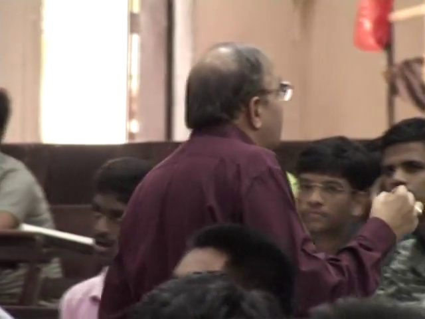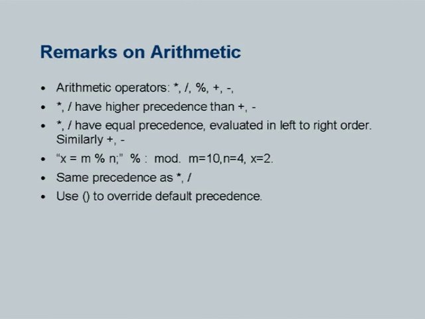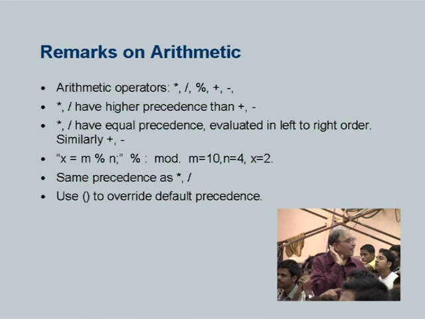So if you say A star B slash C, what will happen first? Well, whenever there are equal precedence operators, C++ Dumbo will execute them from left to right. That is the order. So within equal precedence, the expression is evaluated from left to right. Same thing for plus and minus.